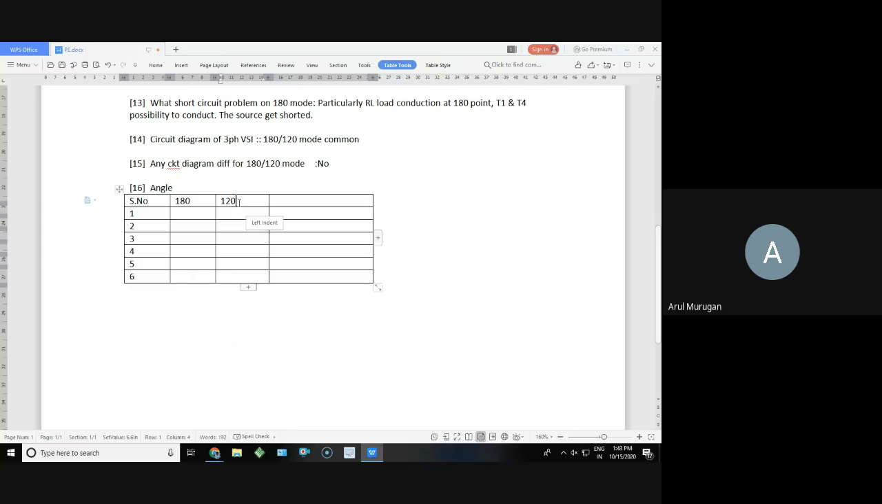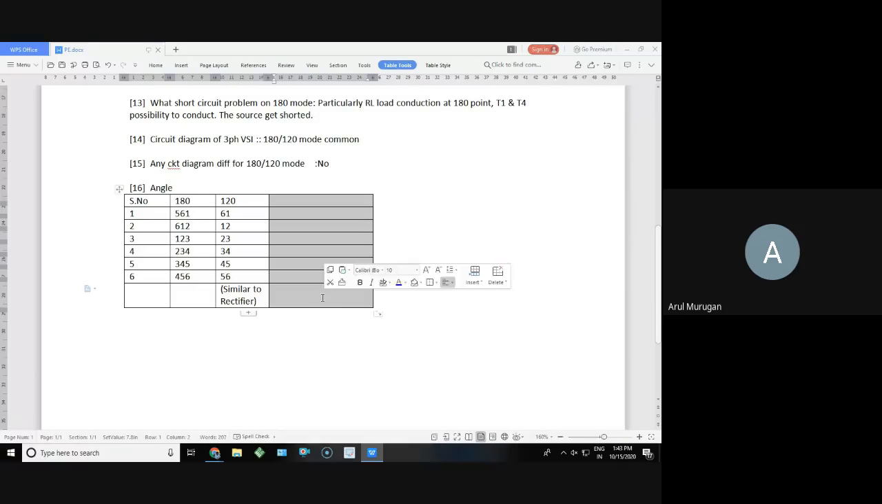What is the switching sequence? The 120 degree mode is similar to the rectifier. The rectifier sequence is 6 1, 1 2, 2 3, 3 4, 4 5, 5 6. What about the 180 degree mode? 3 switches are closed: 5 6 1, 6 1 2, then 1 2 3, then 2 3 4, 3 4 5, 4 5 6. This is the switching sequence.